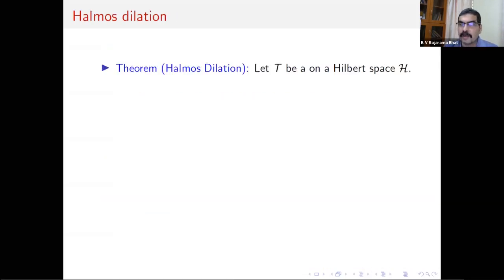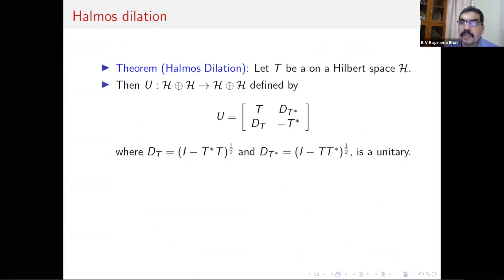So now I go to proper dilation theorems. Okay, the first dilation, the most basic dilation result, is the Halmos dilation. So you take T to be a contraction. I missed the word contraction. Put the word contraction here. Let T be a contraction on a Hilbert space.